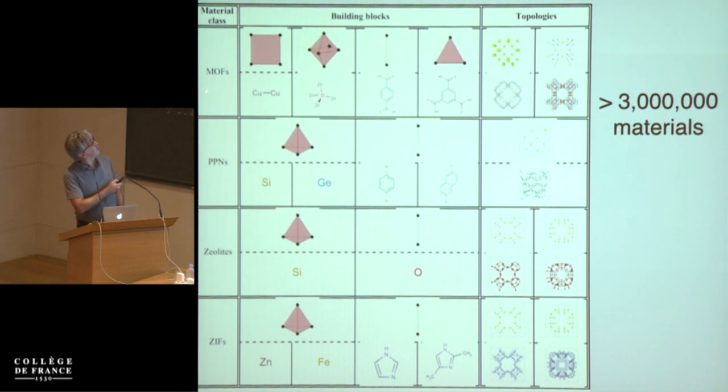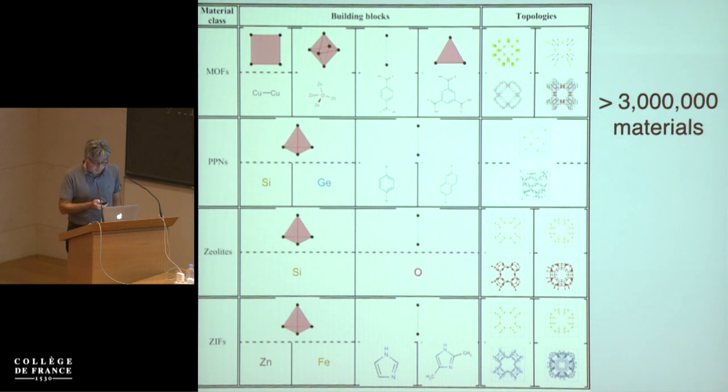And we have them for metal organic frameworks, for polymer porous networks, for zeolites, for ZIFs. There's a whole family of nanoporous materials which are used in different applications. And we have about 3 million of these hypothetical materials. And just to give you an idea, of the order of 5 to 10,000 have been synthesized.